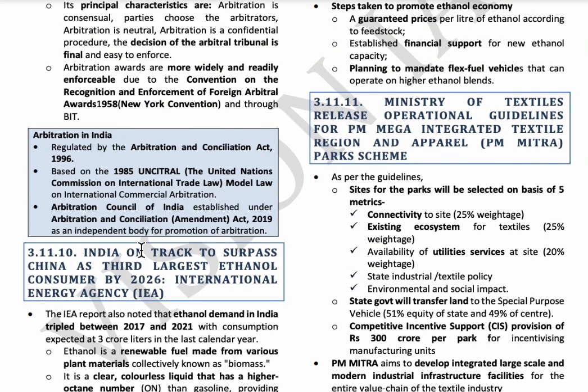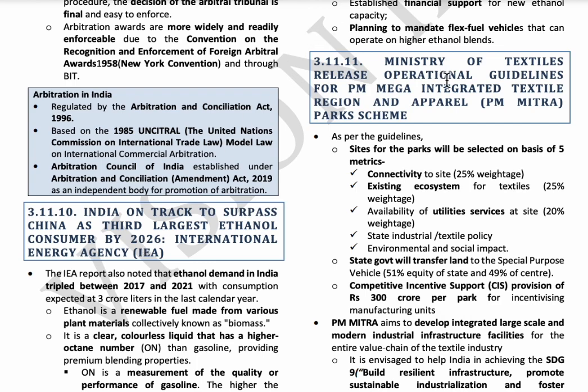The next topic is Ministry of Textiles release operational guidelines for PM Mega Integrated Textile Region and Apparel PM Mitra Park scheme. So PM Mitra scheme is launched to improve the textile sector in India. It was inspired by 5 F's, that is farm to fiber, to factory to fashion to foreign. So these are the 5 F's which are inspired and adopted in this PM Mitra scheme. So it is launched under the Ministry of Textiles.